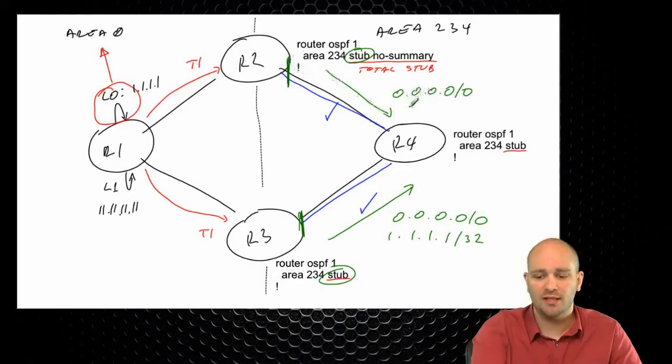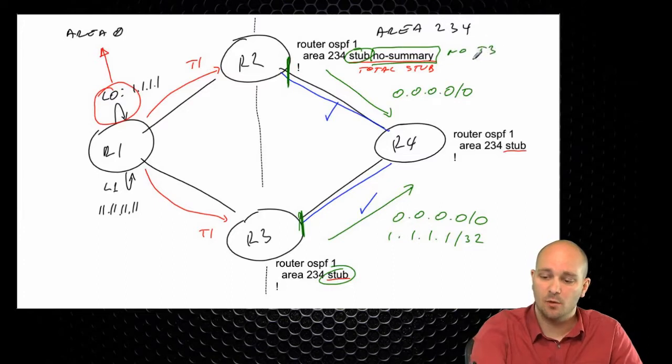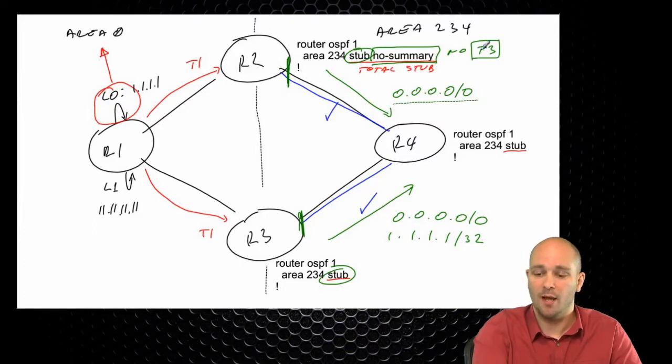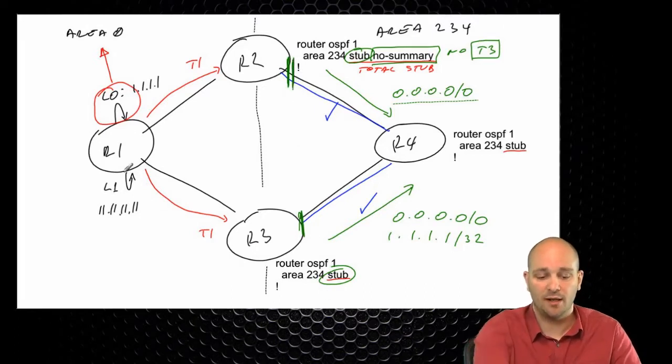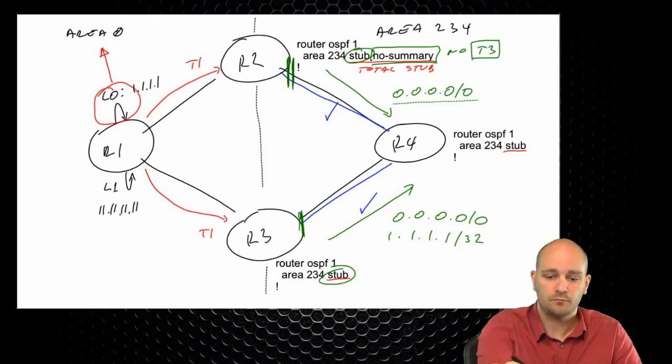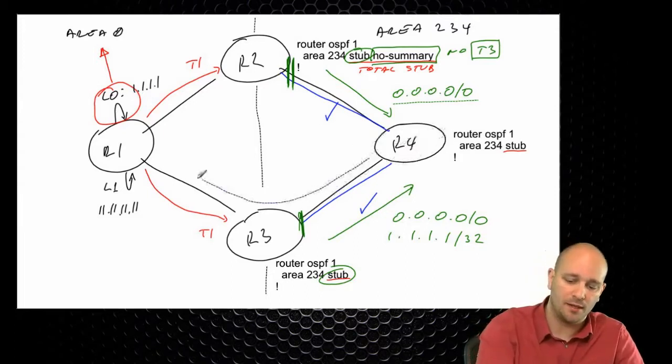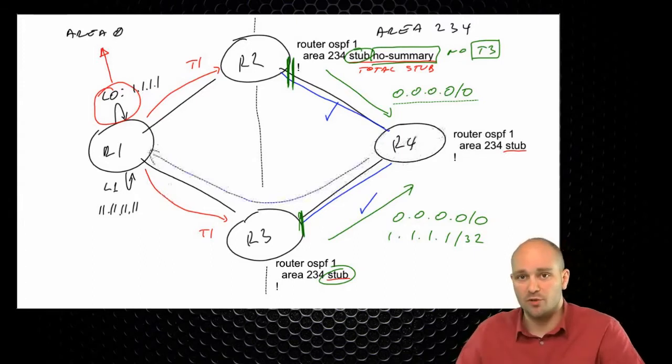Why is it not going to be injected? Because of this no summary, which means that no type 3s will actually be allowed. Well, no type 3s except for one. This type 3 is actually allowed to go in, but no other type 3s are going to go in. So this one here is going to be filtering the path to 1.1.1.1. So the actual path that the traffic to 1.1.1.1 takes, if I did a trace route from R4 to 1.1.1.1, the path will take me this way. So this is the way I will reach 1.1.1.1.